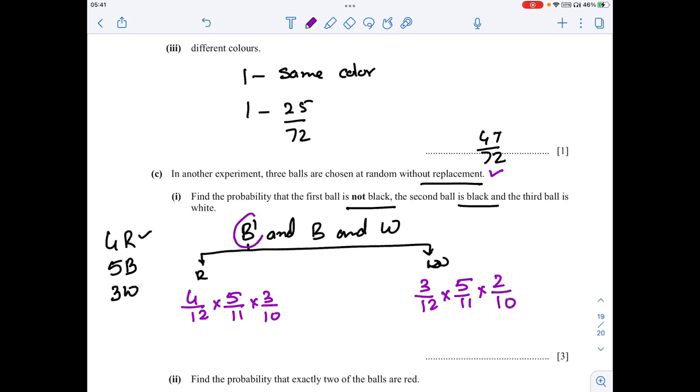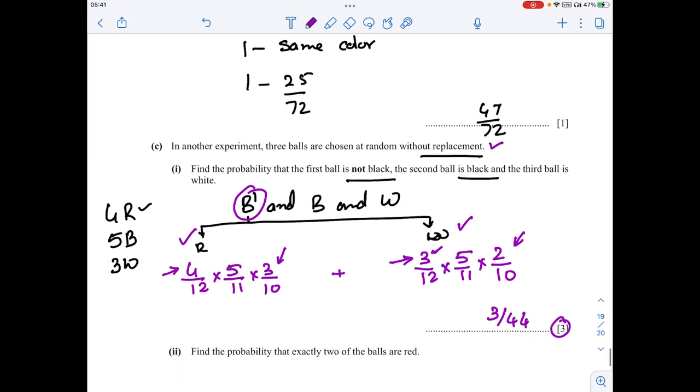So he said that the first one is not a black, so it can be either red or white. If at all it is red, then it becomes 4 upon 12. If at all it is white, it becomes 3 upon 12. Then the third one is a white, so 3 whites upon 10. But if the first was a white, already one white has been chosen, so the number of whites will become 2 upon 10. So add these both, you should be able to get 3 upon 44. That's why read 3 marks questions very carefully.